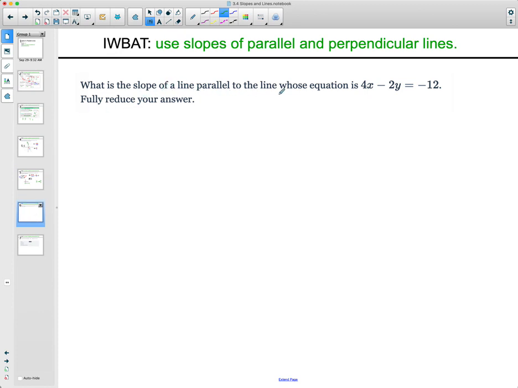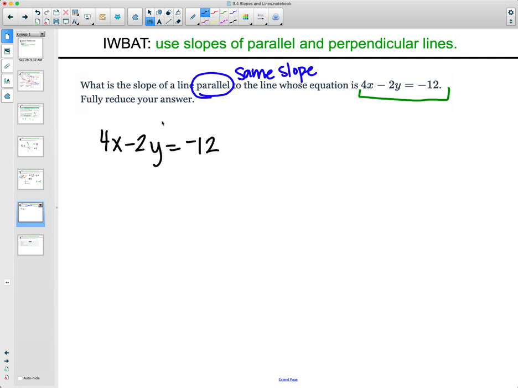What is the slope of a line parallel to a line with this equation? Okay, so one thing we need to remember here is that parallel lines have the same slope. So we need to figure out what the slope of this line is and then pick the same one. So I'm just going to rewrite this equation over here, because in order to figure out the slope, we want it in slope-intercept form, which means that it's solved for y.